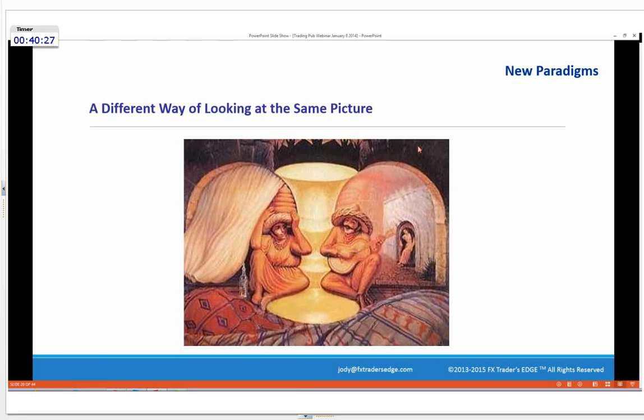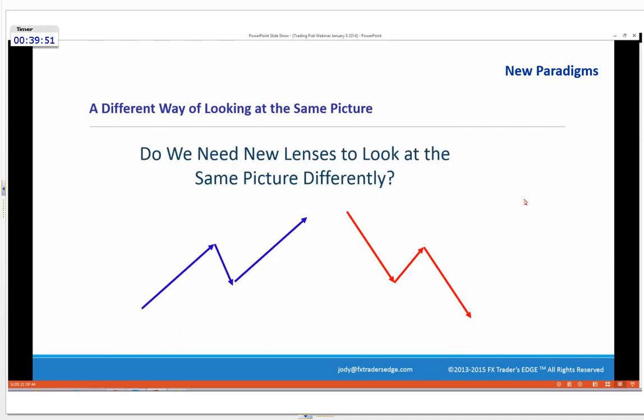So let's take a step back now and do a little exercise together. This is new paradigms, a different way of looking at the same picture. What do you see here? Do you see an elderly couple holding each other? Or do you see a Mexican guitar player serenading his wife or girlfriend? Really, you see different things in this picture, right? Well, let's do an exercise with this.